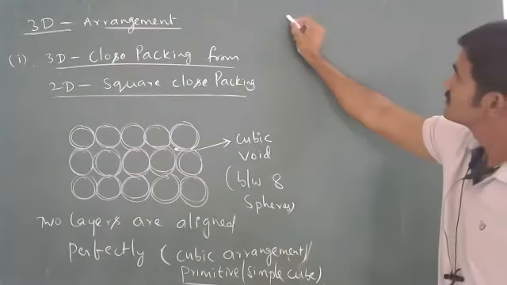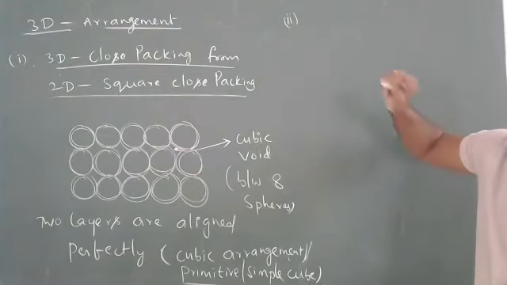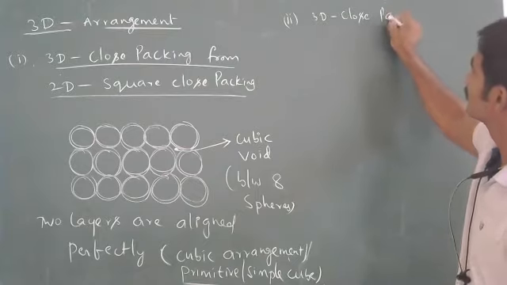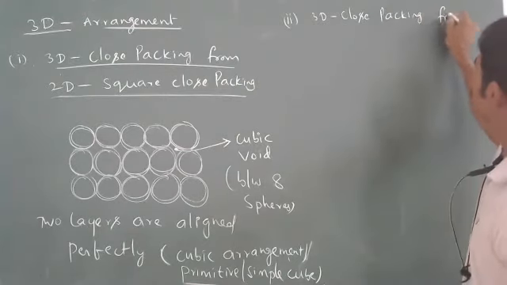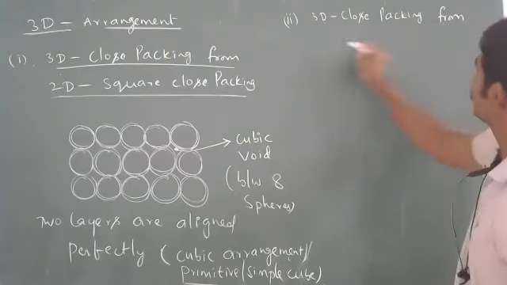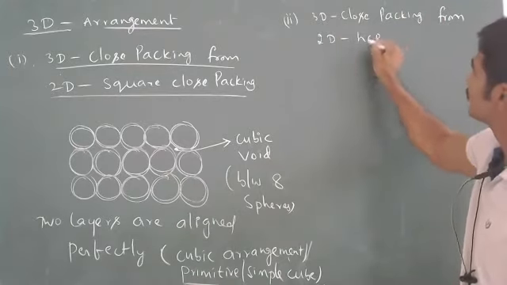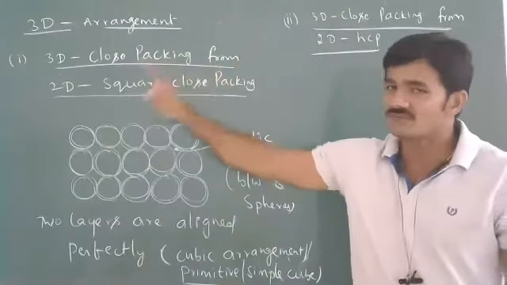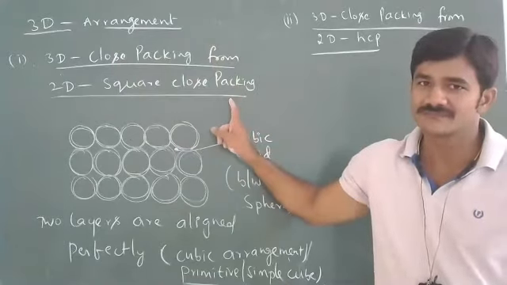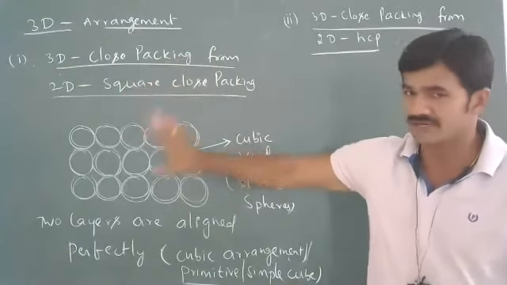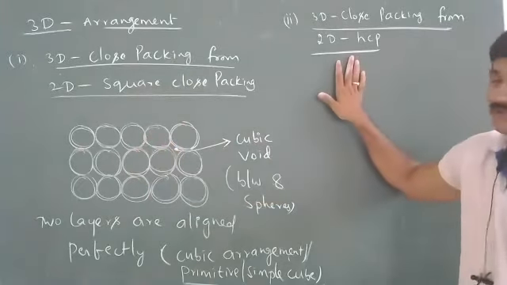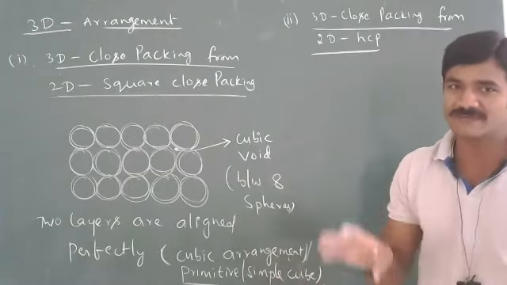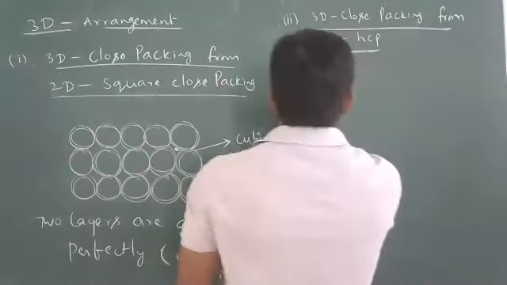Next, the second type of arrangement we are writing here: 3D close packing from 2D HCP. Here what I have written is 3D close packing from 2D square close packing. Yes or no? So what am I taking here? I'm taking 2D HCP. Just now I told you about the HCP arrangement, so that type of arrangement I'm taking.